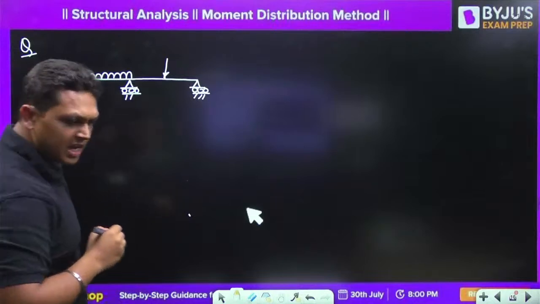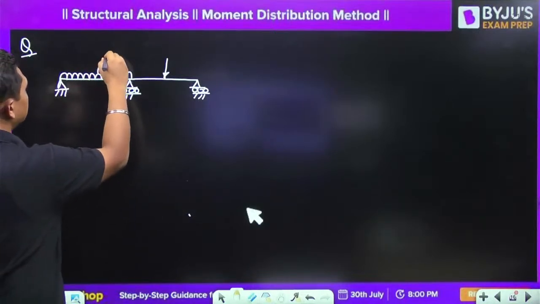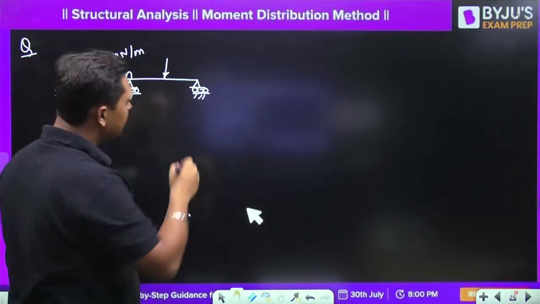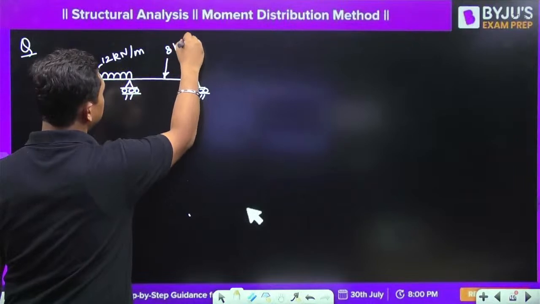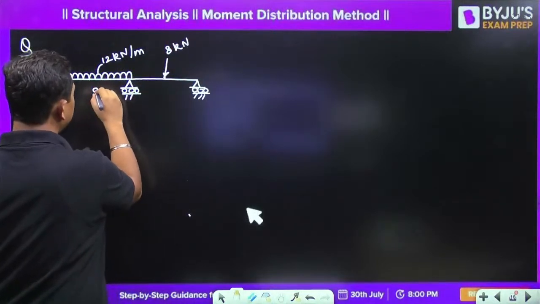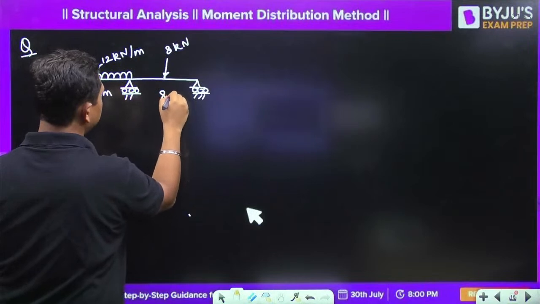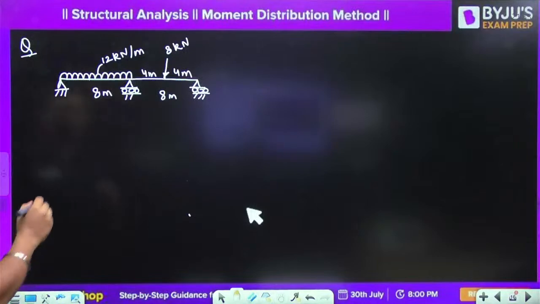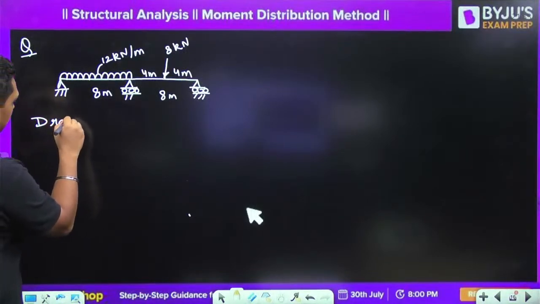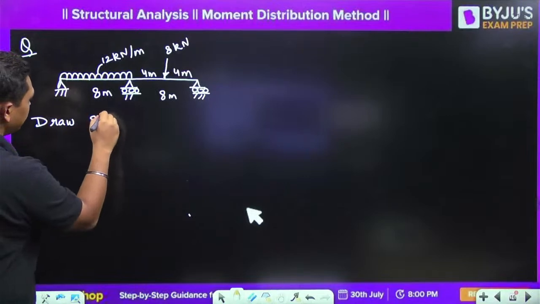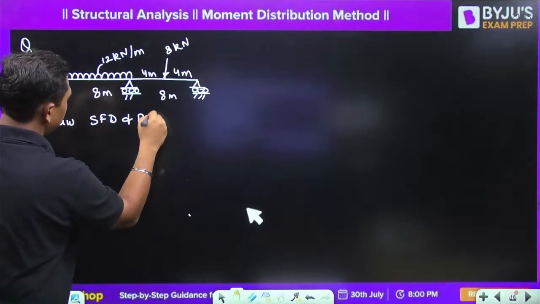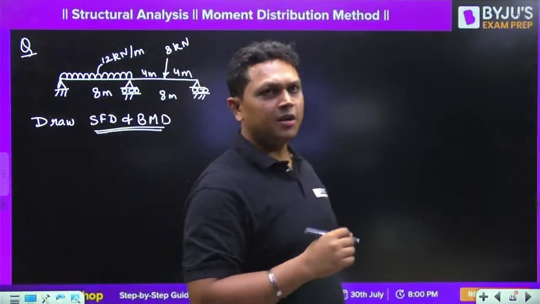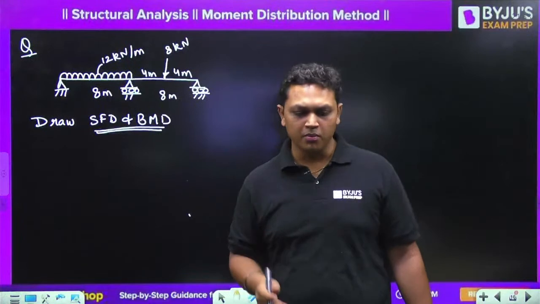The magnitude of the UDL is 12 kilonewton per meter, and this value is 8 kilonewton. This is 8 meters and this is also 8 meters, so this is 4 meter and this is also 4 meter. And you are asked to draw the SFD and BMD for this problem. So you have to draw the shear force diagram and the bending moment diagram.